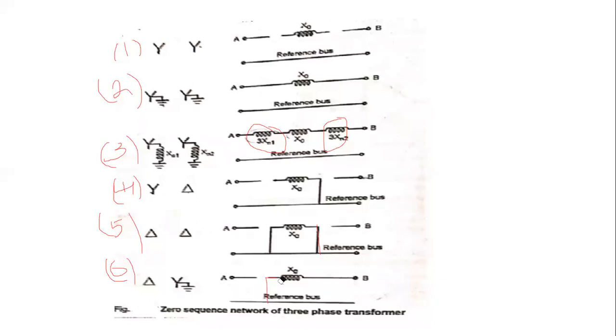From these notations and sequence diagrams, we can easily find the transformer equivalents for the symmetrical components, which are the zero, positive, and negative sequence components. In the next class, we will discuss problems related to the symmetrical components of generators and transformers.